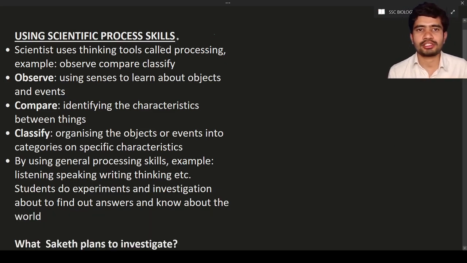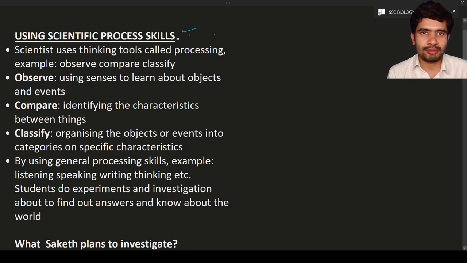In the new lecture, we are going to discuss using scientific processing skills. In the last class, we discussed scientific methods: step 1, step 2, step 3, step 4, and step 5. Those are the scientific methods steps. But here we are going to discuss how you process the scientific skills.